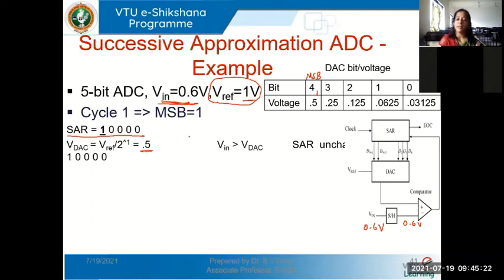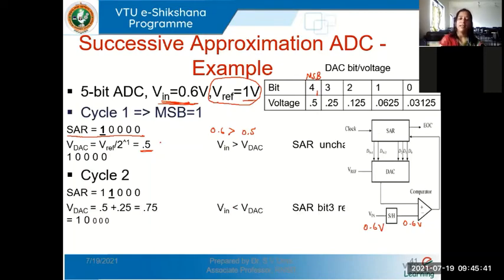Now 0.5 volts is the output of the DAC and the input voltage is 0.6 volts, right? Vin is 0.6. So Vin is surely greater than VDAC. Whenever Vin is greater than VDAC, we retain this MSB bit as 1 itself. We'll not reset it to 0. We'll keep this bit as 1, telling that it is correct. The input voltage is more than the reference voltage which we have generated. So retain that value and make the next higher bit 1.